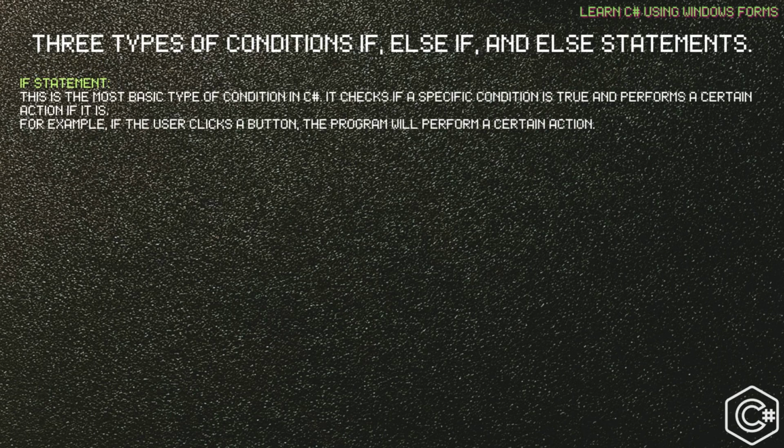If statement, this is the most basic type of condition in C#. It checks if a specific condition is true and performs a certain action if it is. For example, if the user clicks a button, the program will perform a certain action.